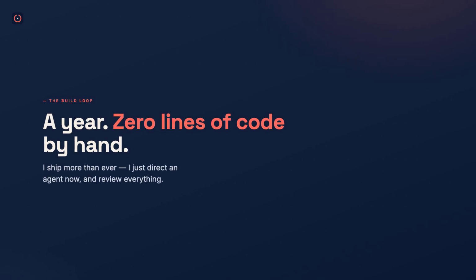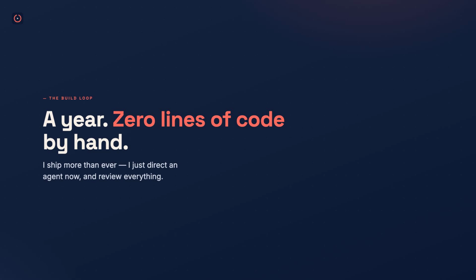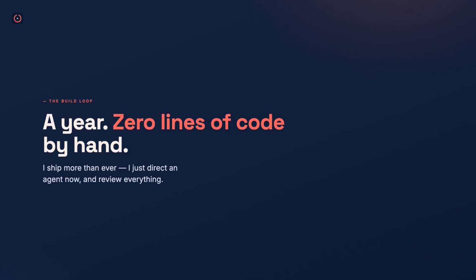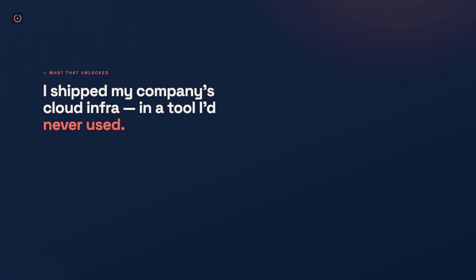For the past year, I haven't written a single line of code by hand. Not one. And I'm shipping more than ever. I just direct an AI agent now, and I review everything it does. Here is what an agent actually is, and exactly where it breaks. But first, here is what that unlocked.